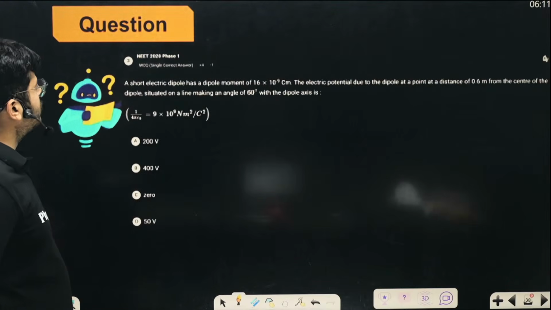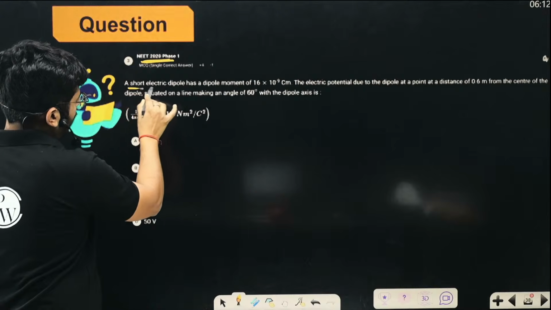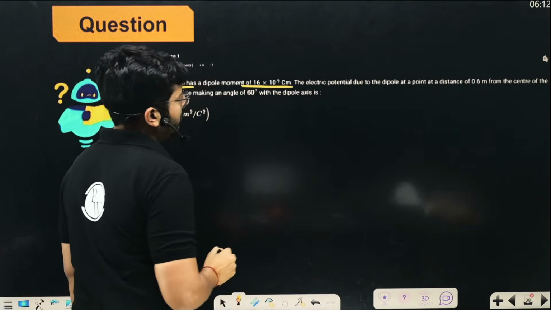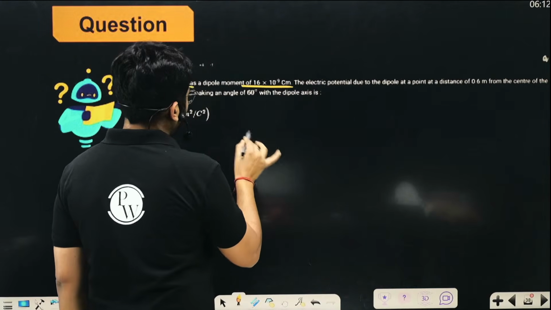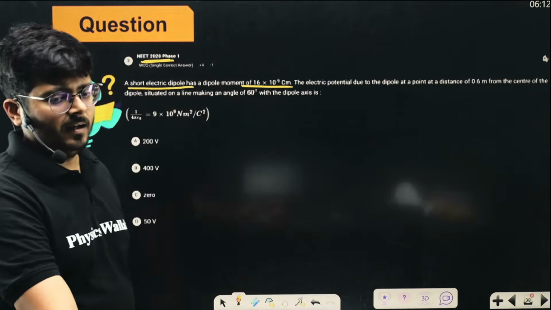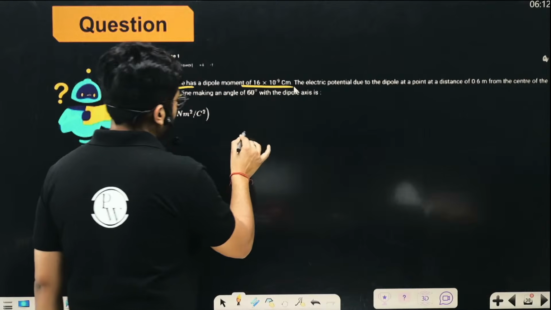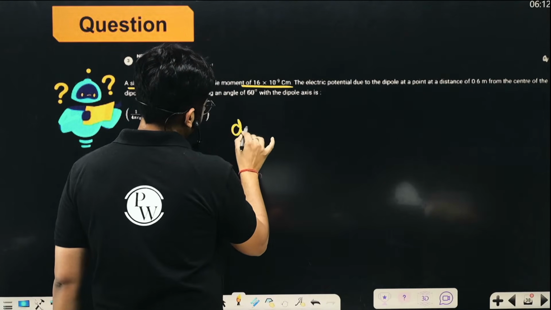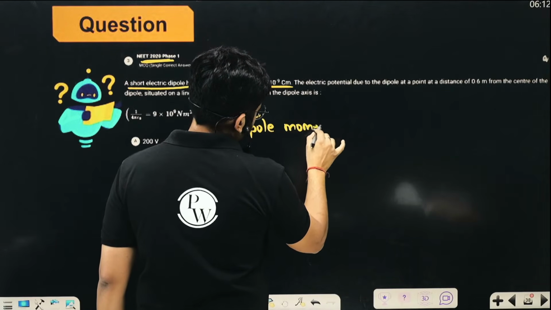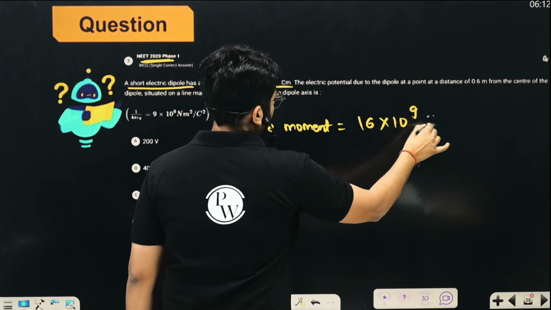Okay, so this numerical was asked in the year 2020. The question is saying that we have a short electric dipole, and it has a dipole moment of 16 times 10 to the power minus 9 coulomb meter, right? The dipole moment is given for this dipole.